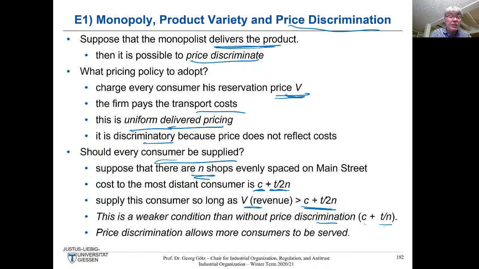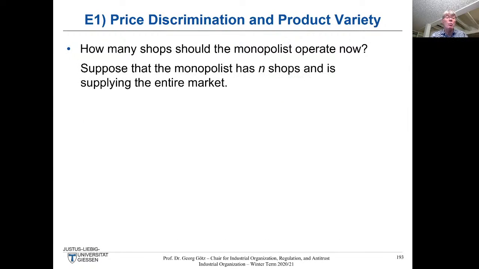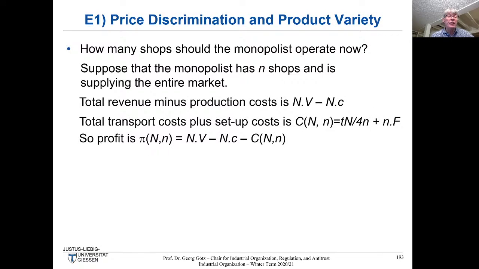That means that price discrimination allows more consumers to be served, and that's similar to what we had above. Of course, under perfect price discrimination, under first-degree price discrimination, under personalized pricing, you have an efficient output. Everyone who is willing to pay at least the cost he or she causes will receive the product. And the question is then, how many shops should the monopolist operate now? Suppose the monopolist has N shops and is supplying the entire market, then total revenue minus production cost is just a given thing.